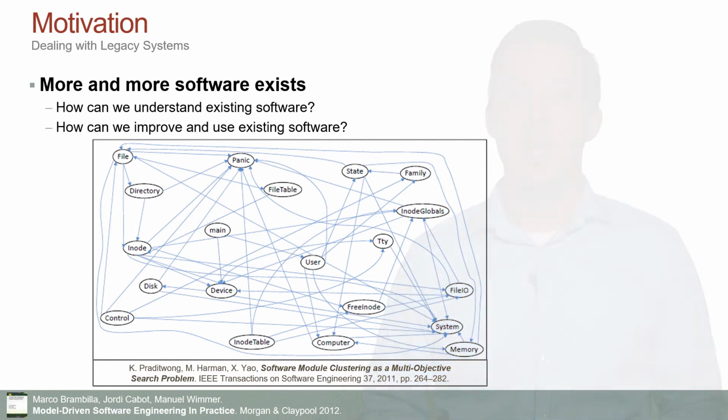So for example, this is one paper that was proposed already in 2011 in the IEEE Transactions on Software Engineering, which is one of the most prestigious journals for software engineering research. What they did was create a model that represents the different classes and the different methods that adhere to a monolithic software system, and then try to find a modular structure by using genetic algorithms and a multi-objective search.